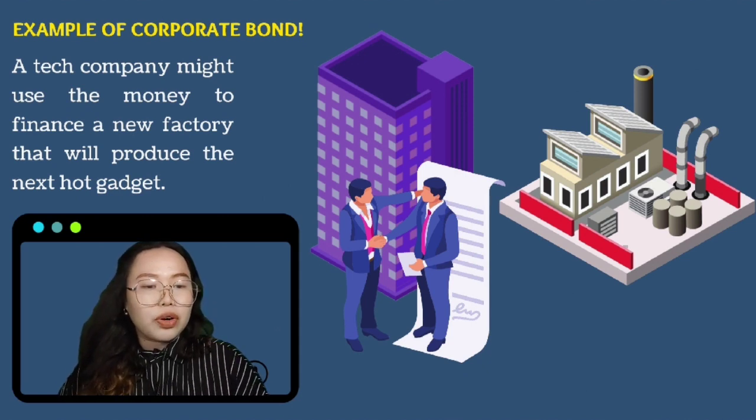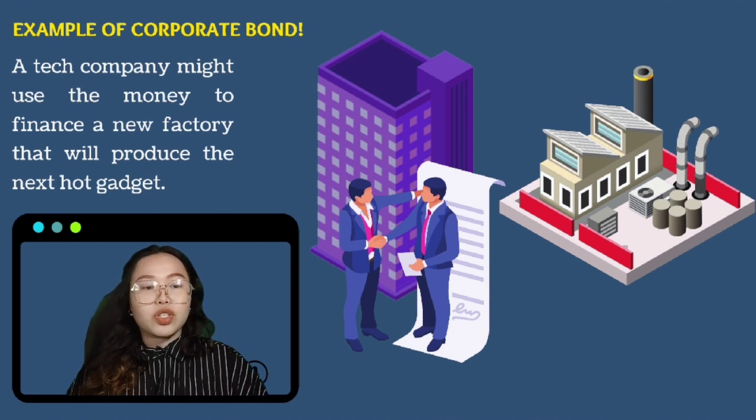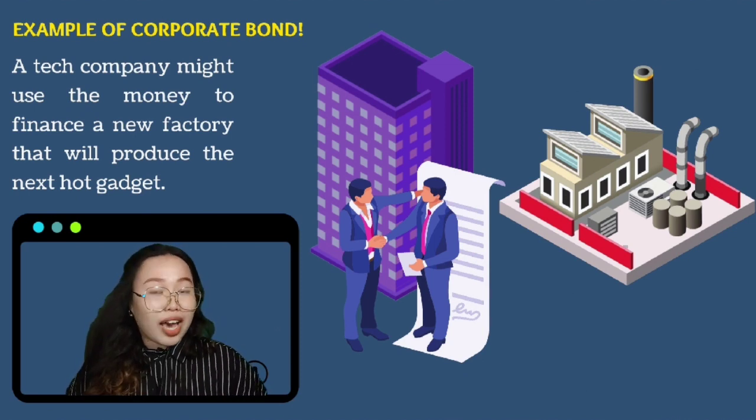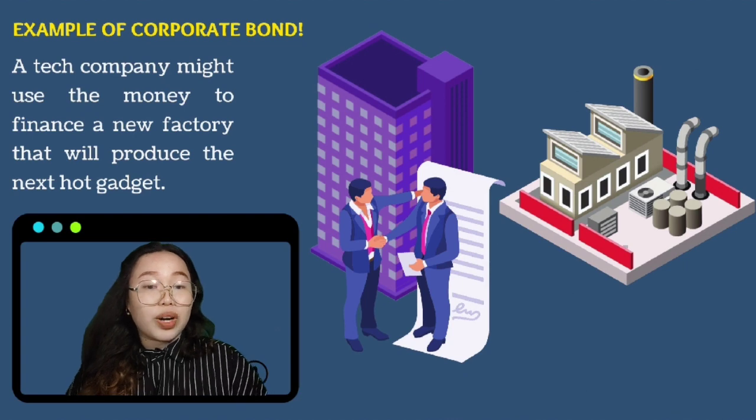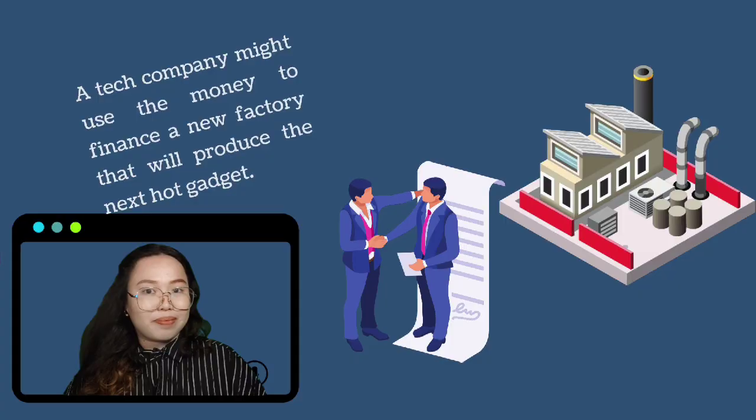So the factory, or the new factory, creates new jobs, and then the factory workers would have a paycheck that they could spend or invest. So either way, they're helping to fuel the economy. The third one is the municipal bonds.